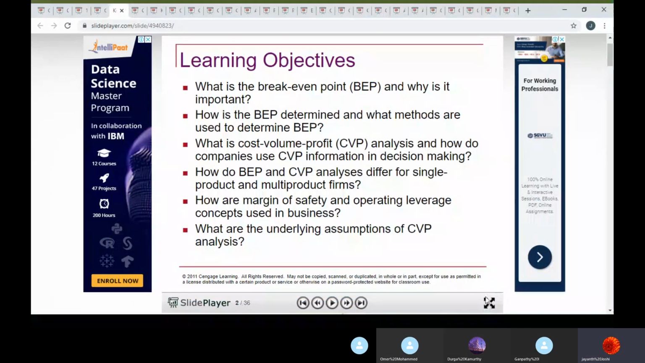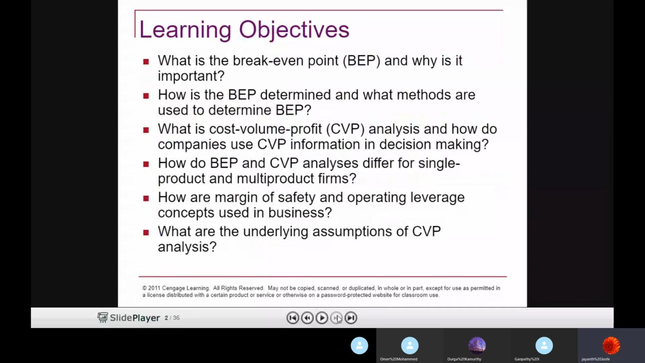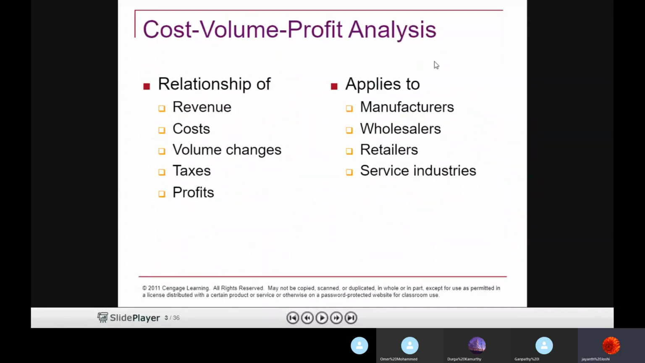Okay. So let's see what we have done and let's move forward. Break-even point and cost volume profit analysis is what we started in the previous session. We have seen CVP analysis shows the relationship of revenue, cost, volume changes, taxes, profits. We have seen all the basics in the previous class, like how you get contribution, everything. Today we are just about to focus on our problems and questions.